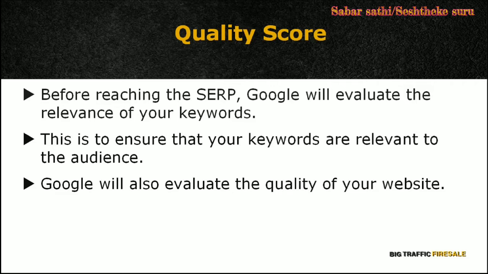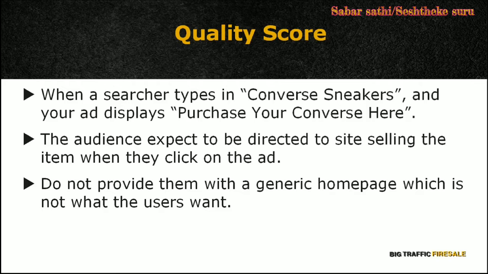Before your keywords can reach the results page, Google will evaluate the relevance and the usefulness of your selected keywords for ads. This is to ensure that your keywords are relevant to the users. Google also looks into the quality of your website. For example, if the user types in Converse sneakers and your advert is "Purchase your Converse here," once they click on your ad, they would expect to be directly led to a website selling Converse sneakers and not a generic homepage, which is not good enough and is not what the user wants.